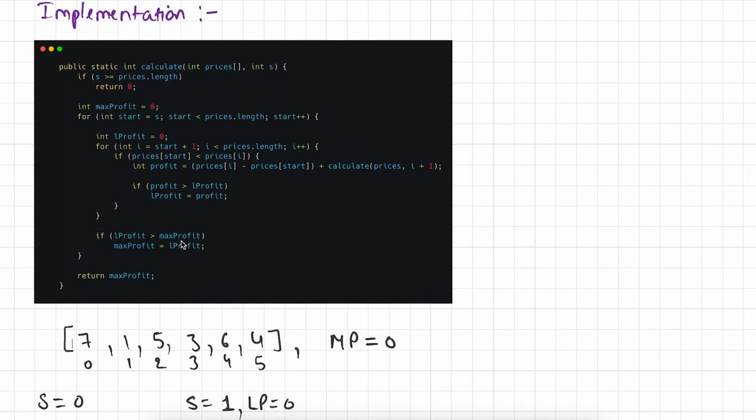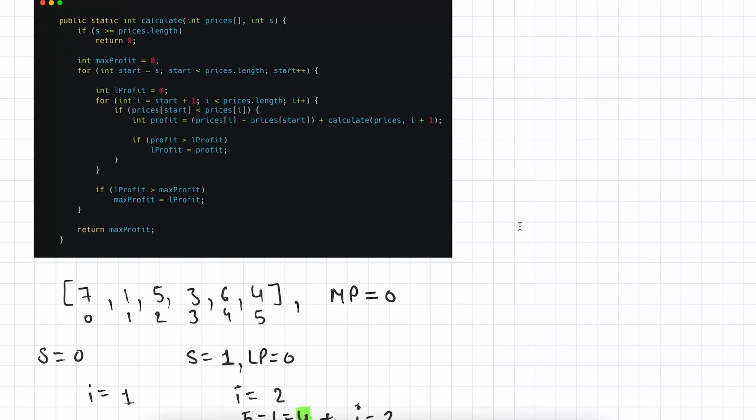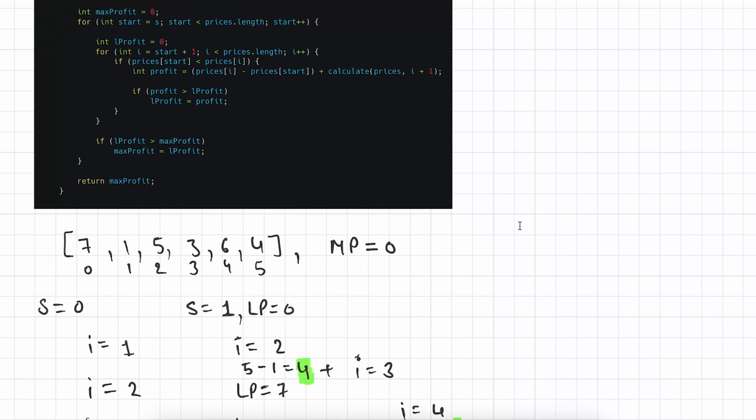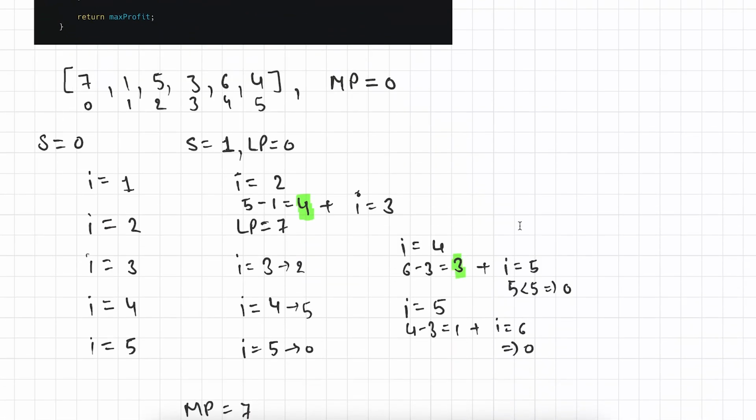If we found that local profit is greater than maximum profit, we update the maximum profit to local profit. And in the last, we return the maximum profit. And this is how this recursive function is going to work. Now let's dive into this code and see how it works.